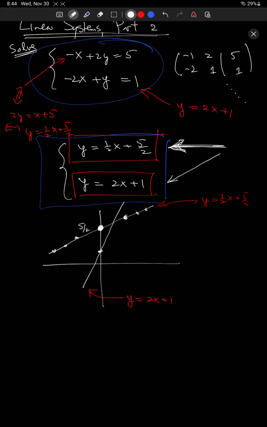Okay, same way, every point that satisfies the second equation, any pair of numbers, x and y, that satisfies the second equation is a point on the second line, all right?